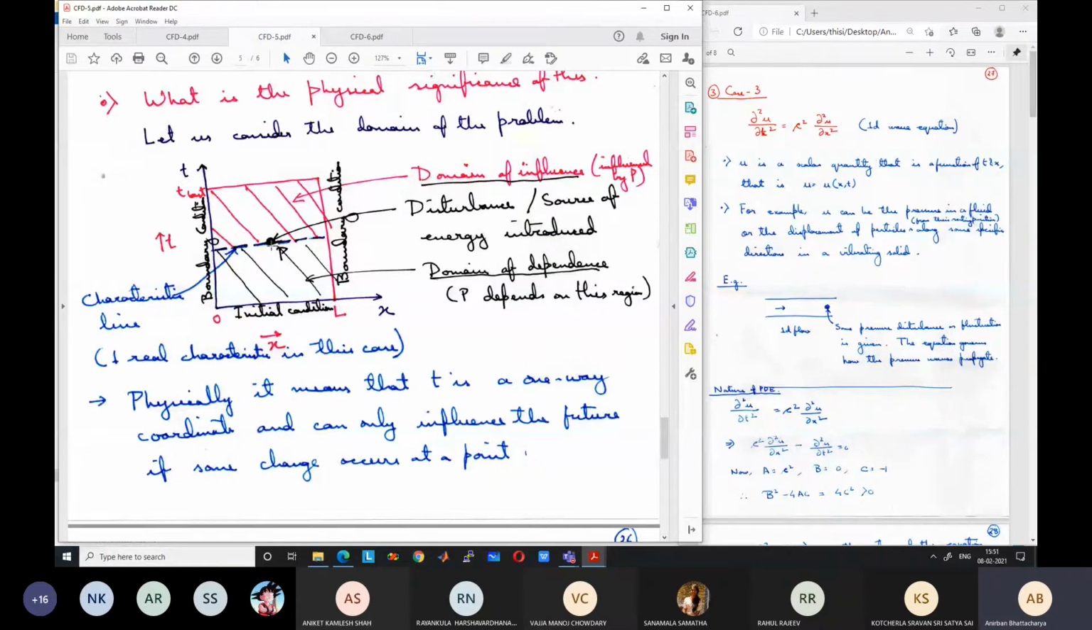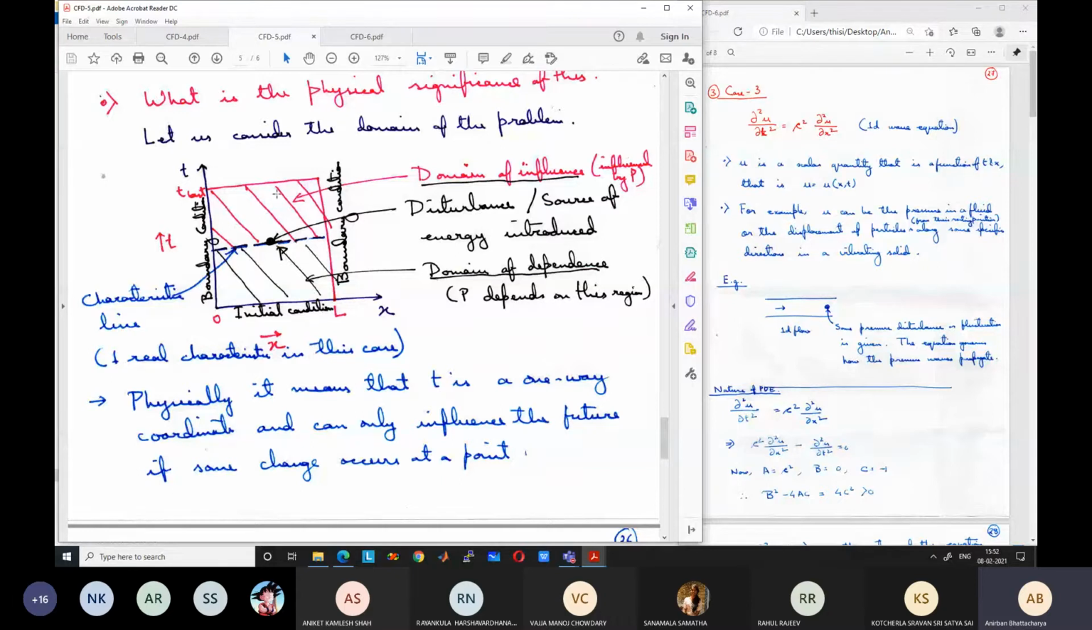This point will change the behavior of the temperature only of the region above this horizontal line. The zone shown by the red dashed line will be influenced by this variation that has occurred at P. If this variation had not occurred, this red region would have had a different temperature. Because we have introduced a source at P, this red region will have a different temperature distribution. So this region is known as the domain of influence of P, and the line which separates this domain of influence from the entire domain is known as the characteristic line.